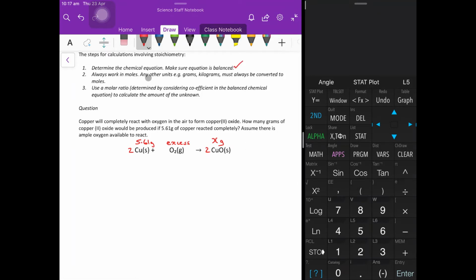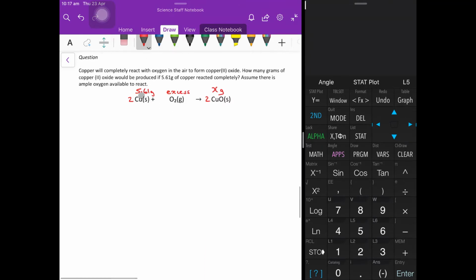So that's step 1 complete. Step 2, always work in moles. Any other units, e.g. kilograms, grams, must always be converted to moles. We're working at the moment in grams. Our answer, they want it in grams. Now, we still can't work in grams though. We're given 5.61 grams here and we are asked for our answer in grams. We need to work in moles. So I need to convert 5.61 grams of copper into moles.